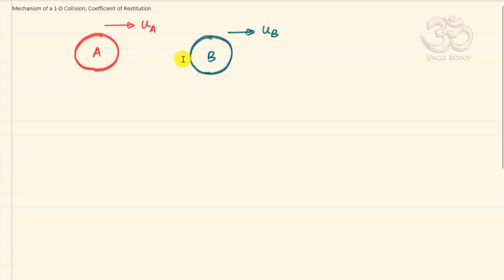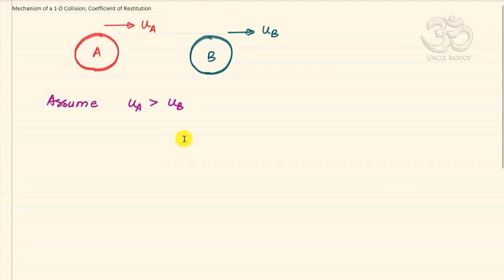So these are objects of some finite size, and they are moving in the same direction with UA and UB as their initial velocities. And if UA is more than UB, only then there will be a chance of collision. So assume that UA is greater than UB. Then what happens is that with time, this body A will keep on coming closer and closer to object B, and nothing interesting happens until the surfaces of these two objects touch each other.